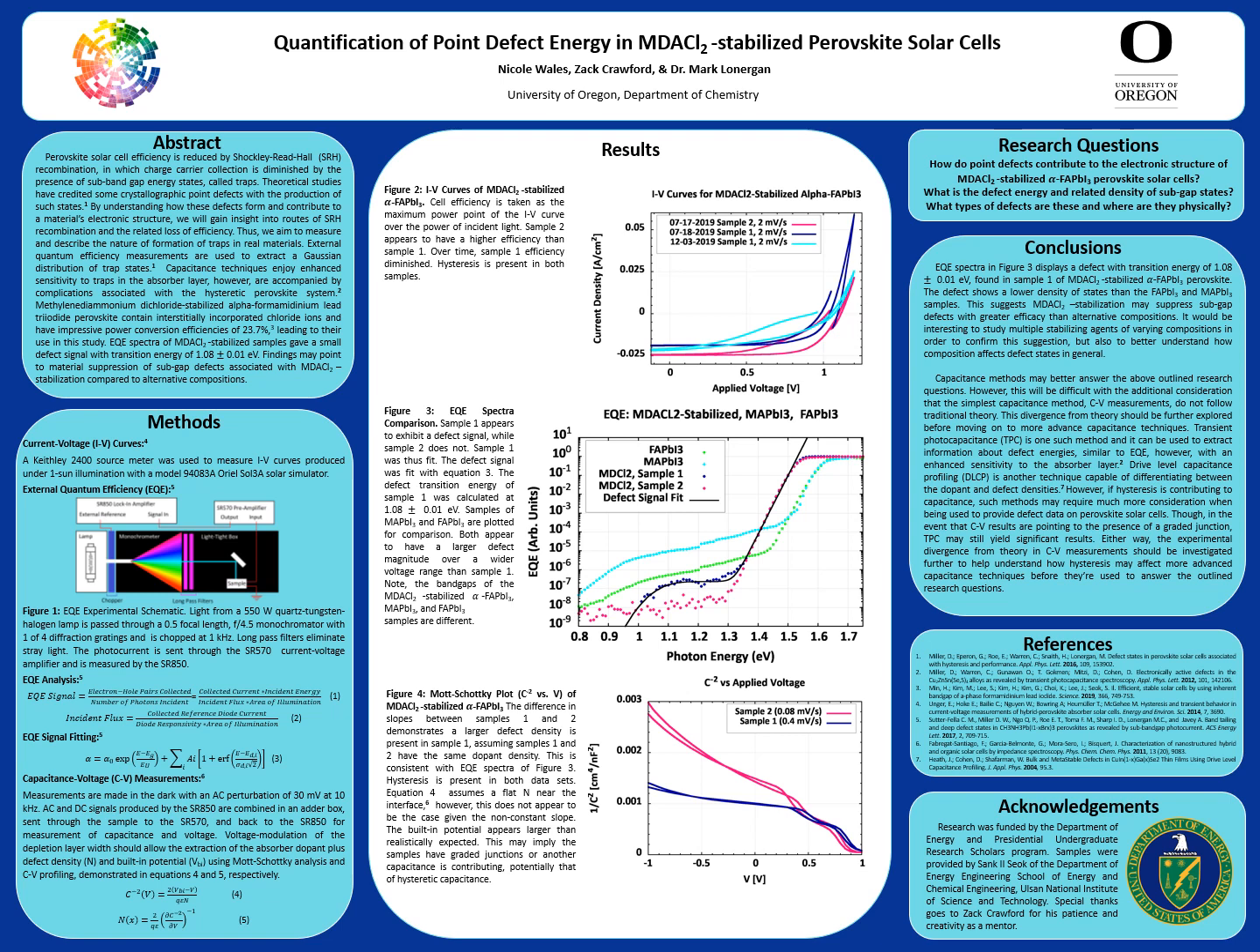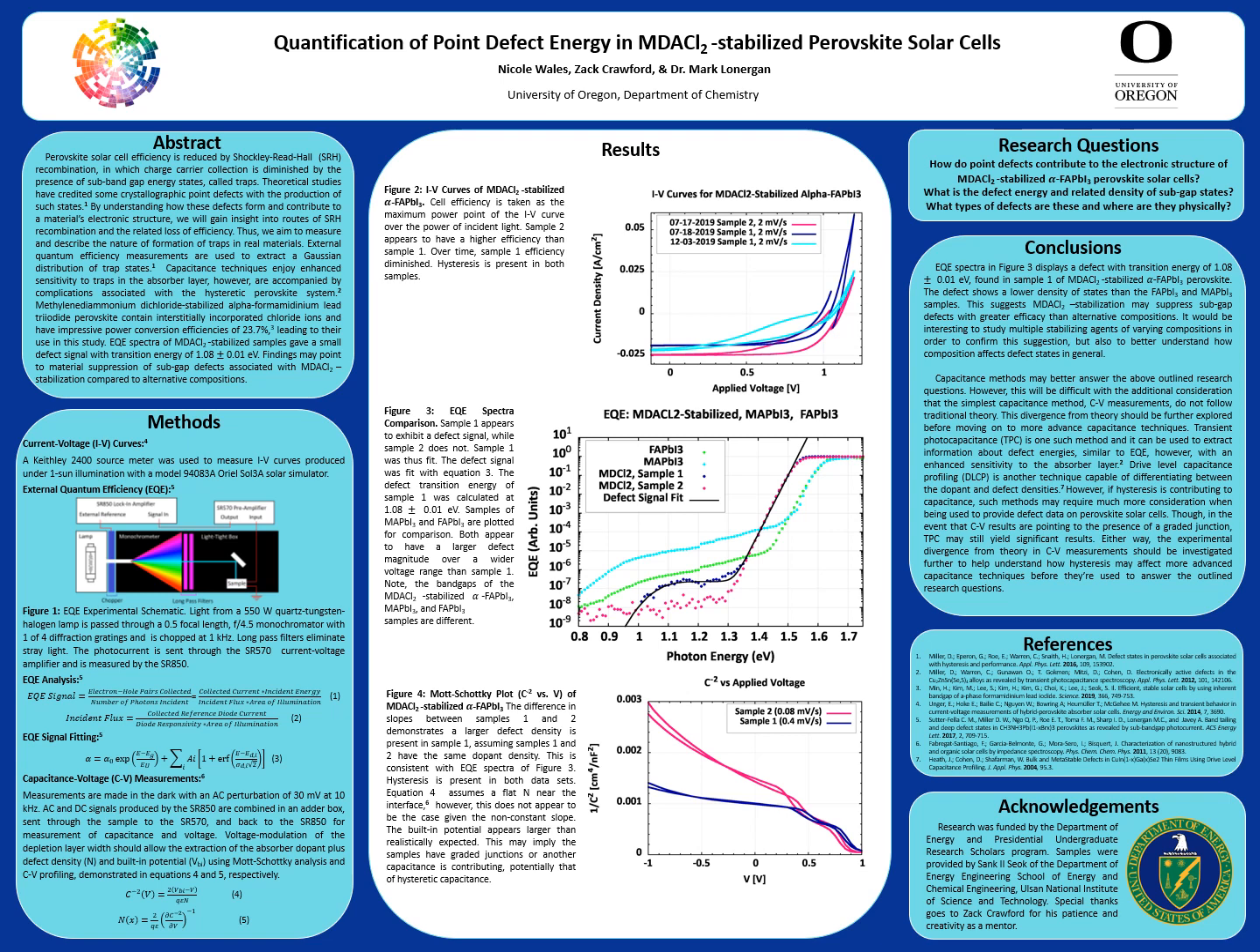In conclusion, the figure 3 EQE spectra displays a defect with transition energy of 1.08 plus or minus 0.01 electron volts found in sample 1 of the MDA-Cl2 stabilized perovskite. Sample 1 shows a lower number of defects than the FAPbI3 and MAPbI3 samples. This suggests the stabilized sample may suppress subgap density states with greater efficacy than alternative compositions.